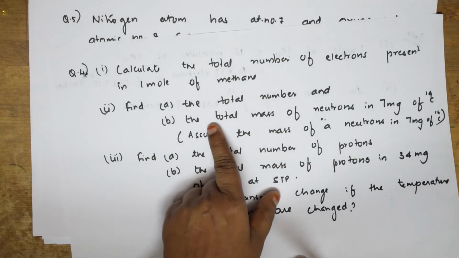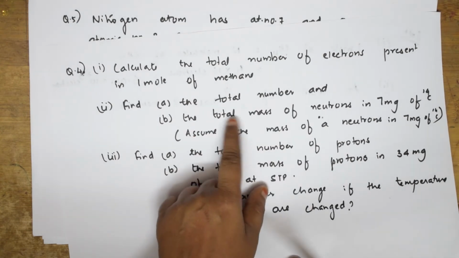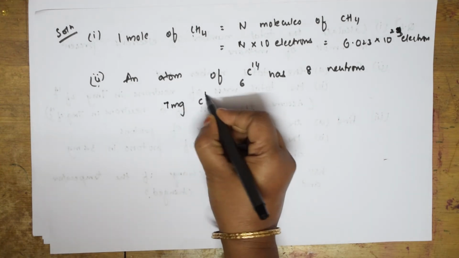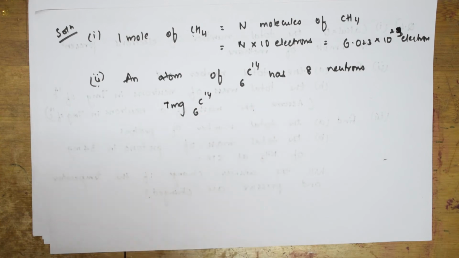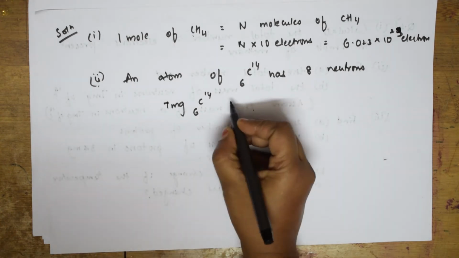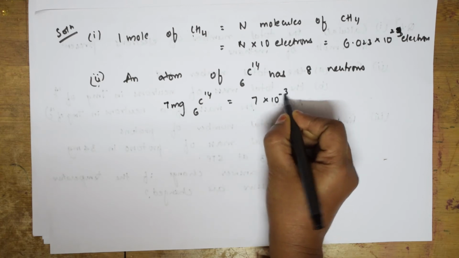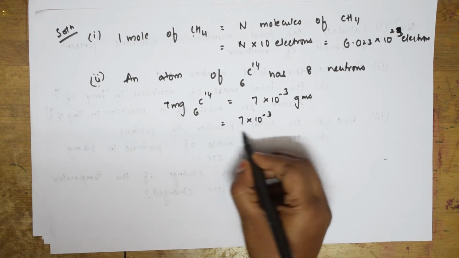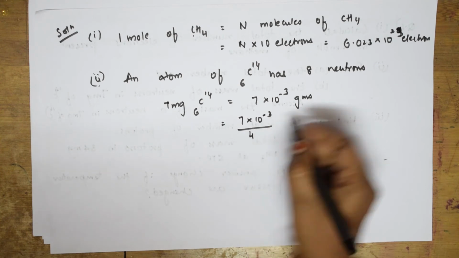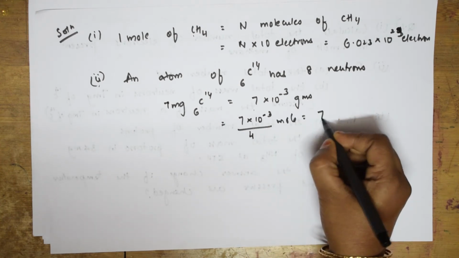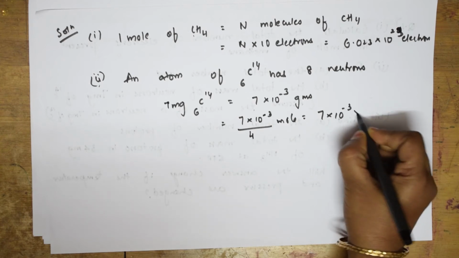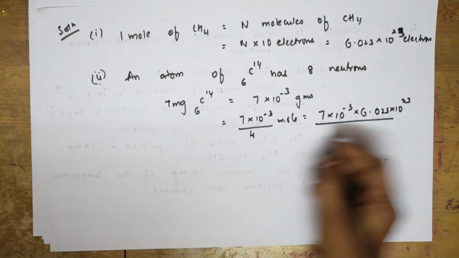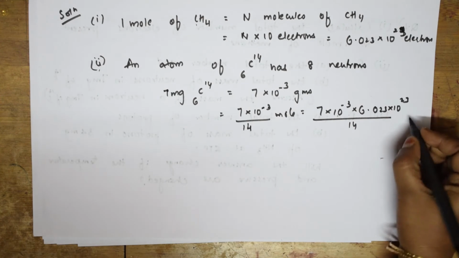Now, how many milligrams did they give me? They said find the total number of neutrons in 7 milligrams. Now I need to calculate for 7 milligrams of carbon-14 (6), right? This is equal to 7 into 10 raised to the power of minus 3 grams. Fine. So now let us equalize this. 7 into 10 raised to the power of minus 3 divided by 14 is the moles. So this is equal to 7 into 10 raised to the power of minus 3 into Avogadro number, because 1 mole is 6.023 into 10 raised to the power of 23, divided by 14. This is an atom.